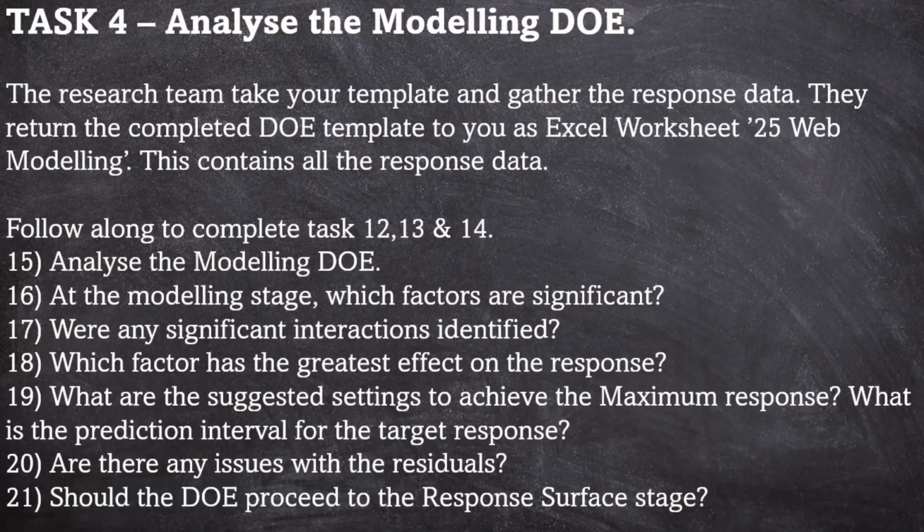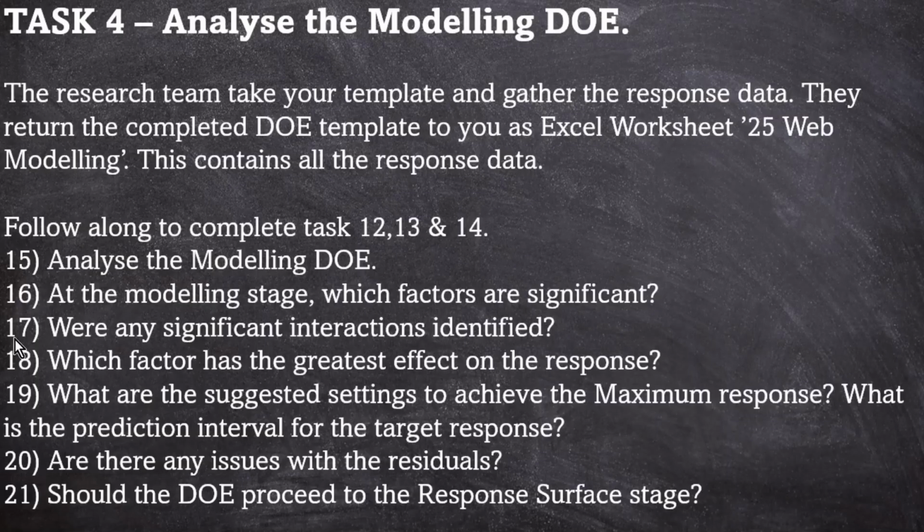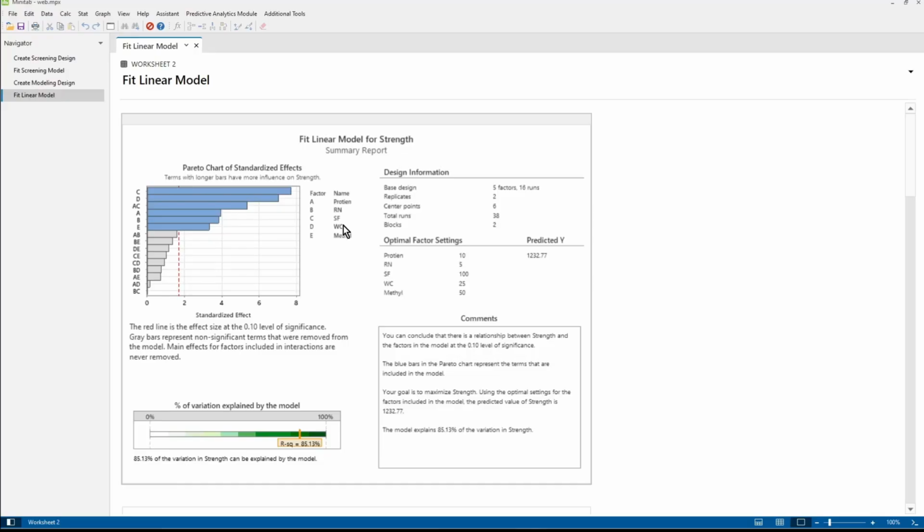Now we're on step 16. At the modeling stage, which factors are significant? And when we look at the summary report, the 5 main factors that we had are still significant. Number 17 says, were any significant interactions identified? So there's only one significant interaction that's been identified. AC, which is protein shearing force.